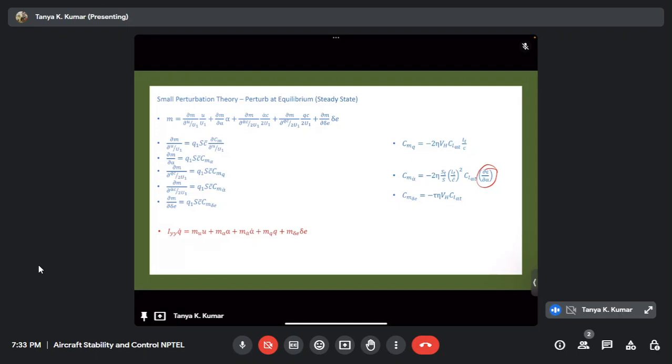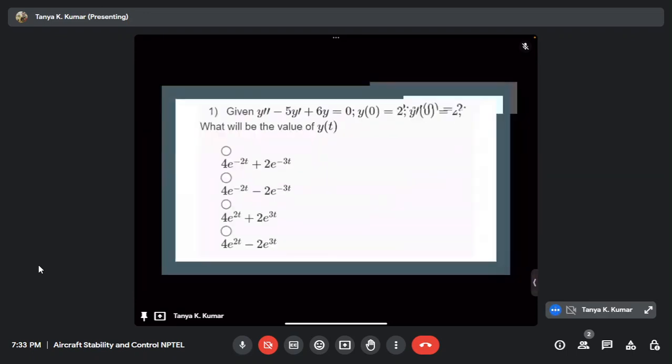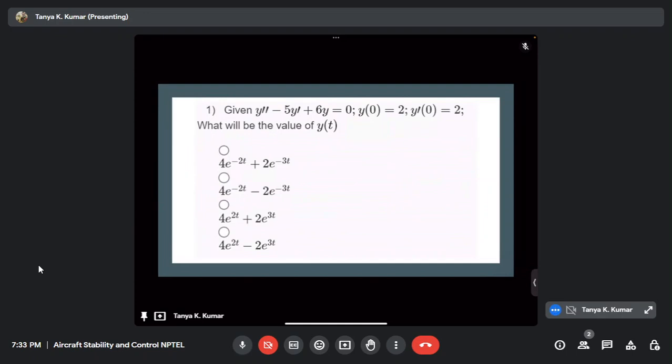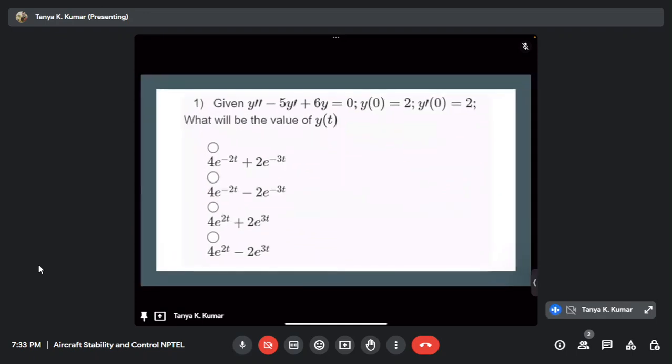Given y double dash minus 5y dash plus 6y equal to 0 and the two initial conditions, what will be the value of y(t)? Alright, so this is the question. Basically they've asked you how to solve this equation. It's a simple ODE. If you recall from your maths classes, how do you go about solving this?